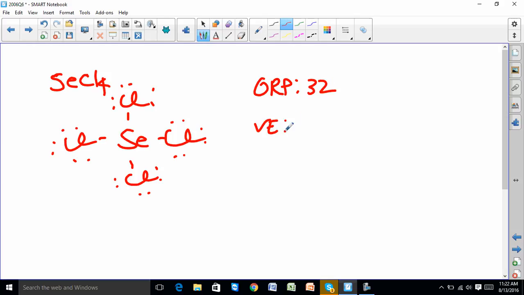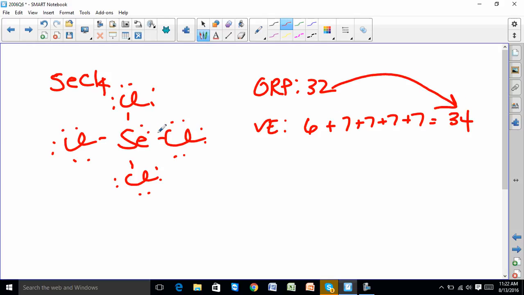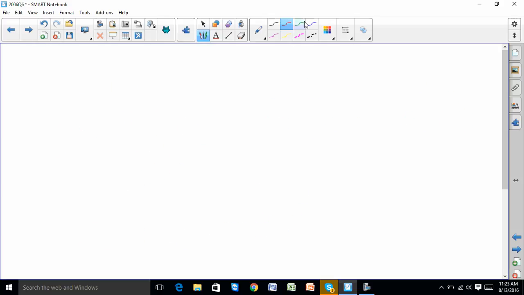However, VE: selenium is in the same column as oxygen, so 6 plus 7 plus 7 plus 7 plus 7. 4 times 7 is 28, and 28 and 6 is 34. This means we have an octet rule expansion, so I need to put a pair of dots on the central atom. This ends up being an AB4E1, my favorite shape, seesaw, or distorted tetrahedron, whichever you prefer. Next slide, going to green.